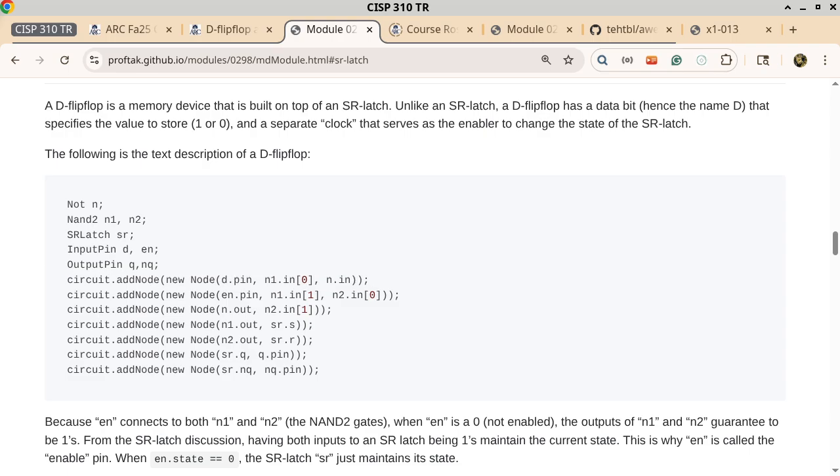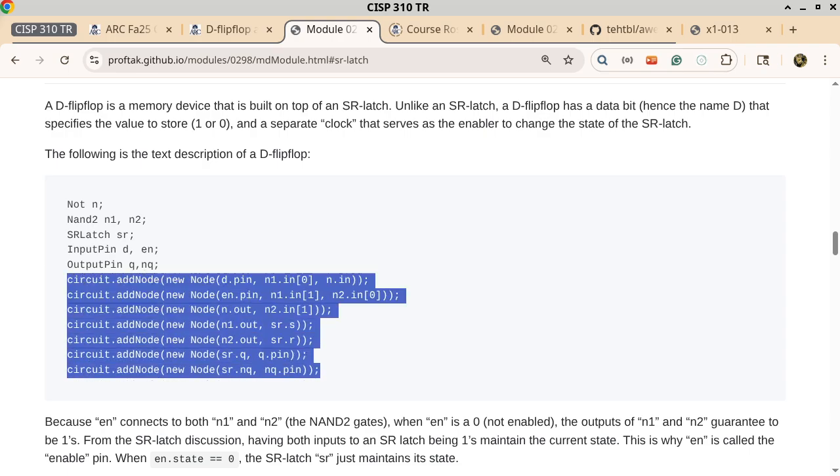So I use this method to create all the additional nodes, and this one is a little bit more complex than the SR latch, because in this case we have 7 nodes, and each one is connecting at least 2 ports together. Some of these connect 3 ports together. Do we have any questions about how to interpret the text representation of a circuit? Okay, no questions.